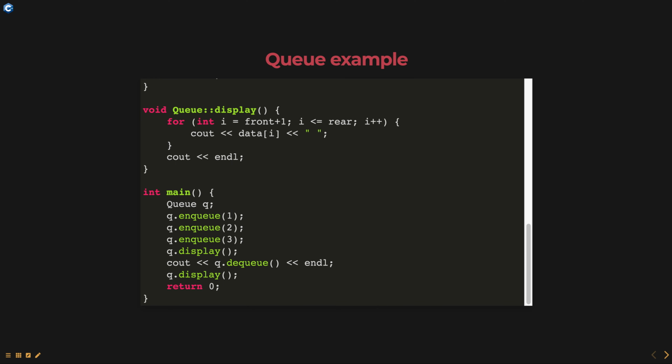The display method is then called again to show the contents of the queue after the first element has been removed.